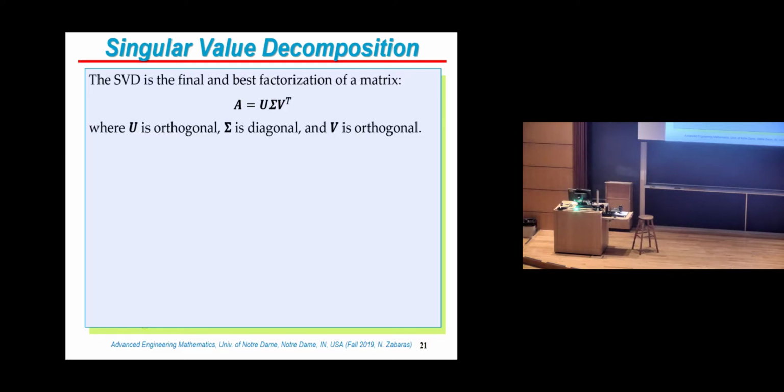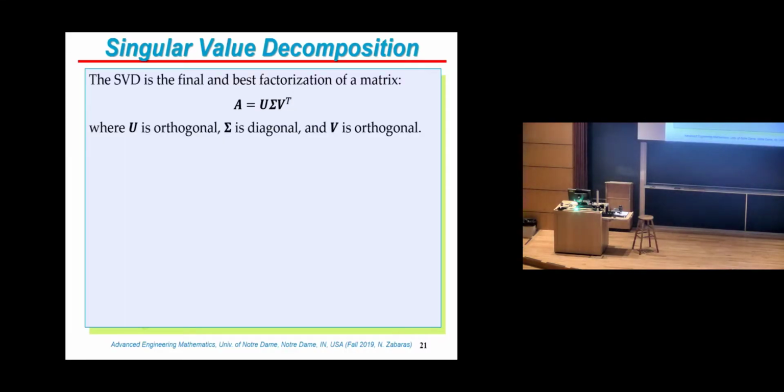So again, U is orthogonal, V is orthogonal, and sigma is going to be a diagonal matrix. And this decomposition works for any matrix. Can you remind me, since you already read the lecture on symmetric matrices, what is the closest to this decomposition?